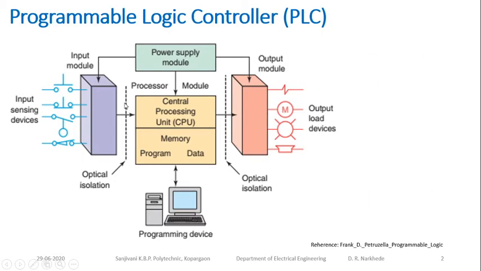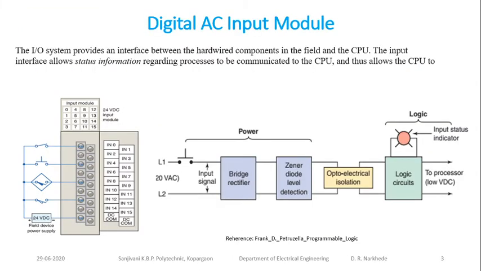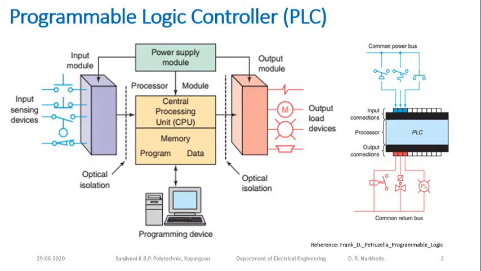Hello friends, in the previous section we have discussed the digital input module. Similarly, in the PLC we have a digital output module also. There are two types of input module and output module, AC input module and DC input module. Similarly, it has an AC output module as well as a DC output module. So today we will concentrate on the AC output module.